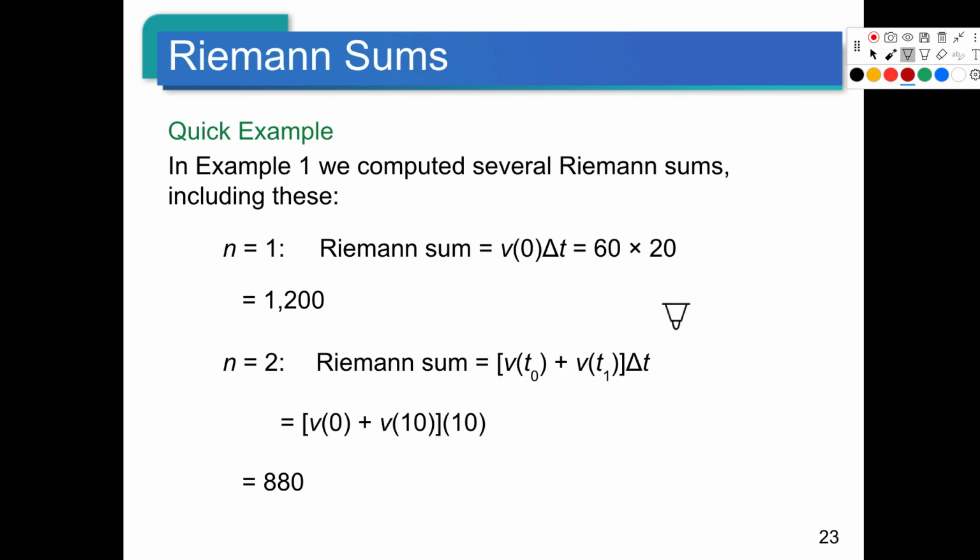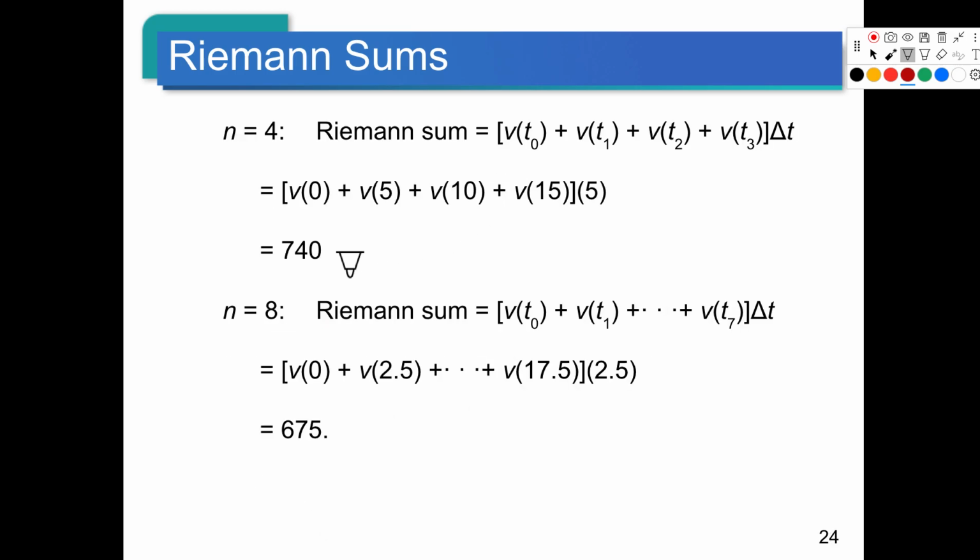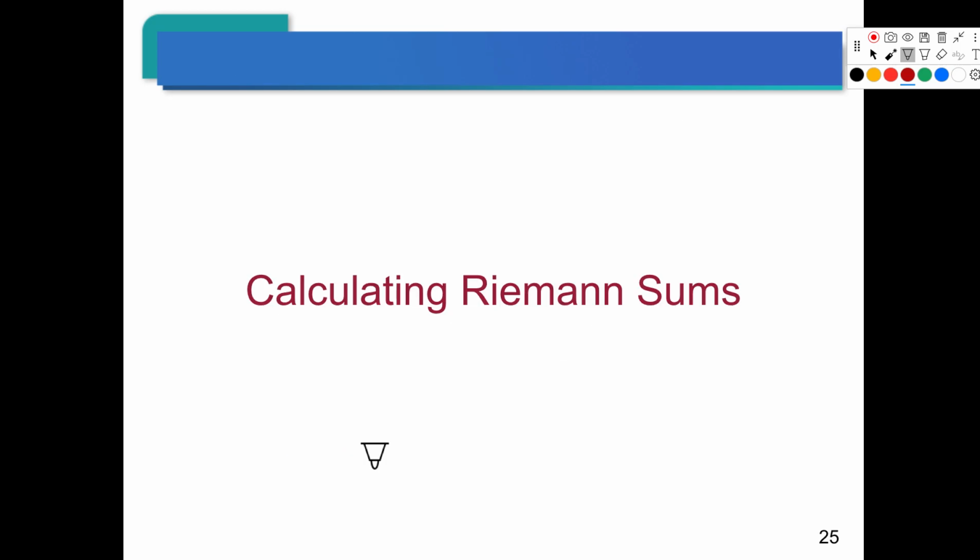Okay. So just talking about the Riemann sum again. If we had only one box, it was 60 times 20, and it was 1200, right? When we had two boxes with the width of 10 each, we got it down to 880. 4 boxes, we got it down to 440. 8 boxes, we got it to 675. We went with a right hand with 12 boxes, and we had like 574. So these are all still estimates, but we got sort of closer and closer.